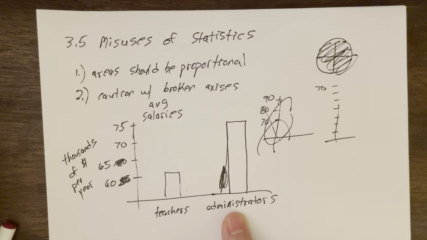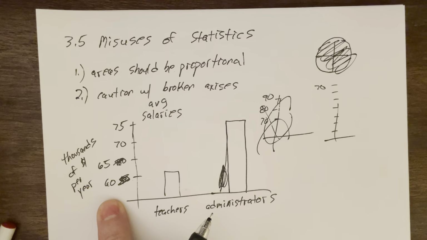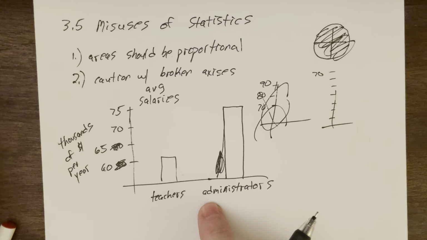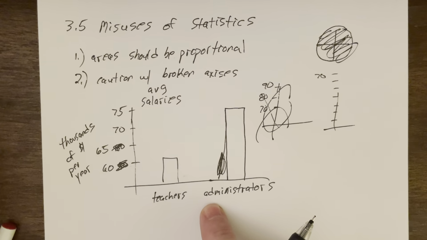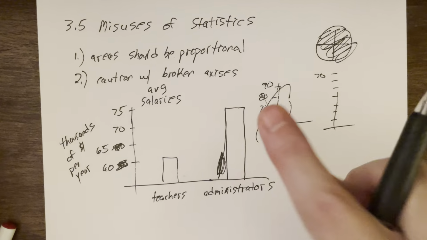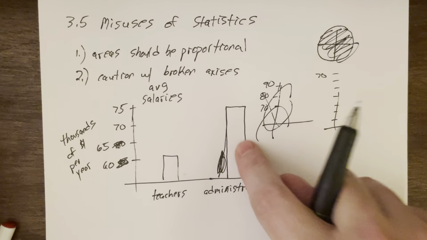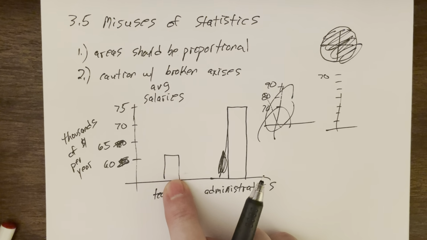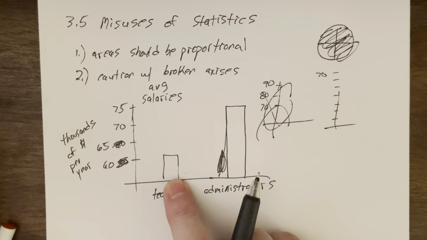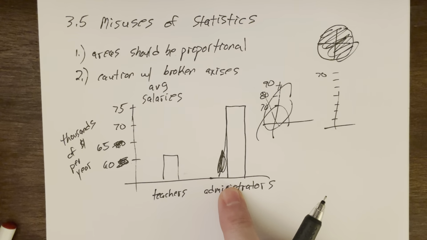If you just look quickly at this and don't pay attention to the numbers, and this is exactly what somebody who makes this graph is hoping you would do, they would look at that and they would want you to see, wow, administrators make so much more money than teachers. These poor teachers, they're so underappreciated, they're so underpaid. And that's exactly what this graph shows.